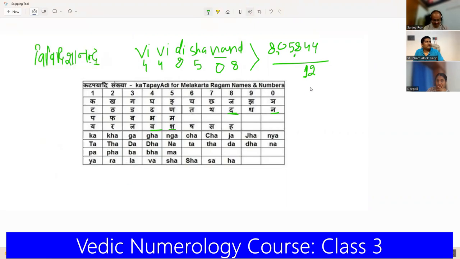The answer is coming Scorpio itself. So the Rashi is coming the same. But where is the difference? The difference I am teaching in your course is the number. That's the point.